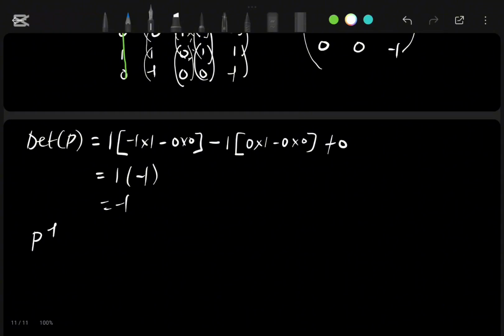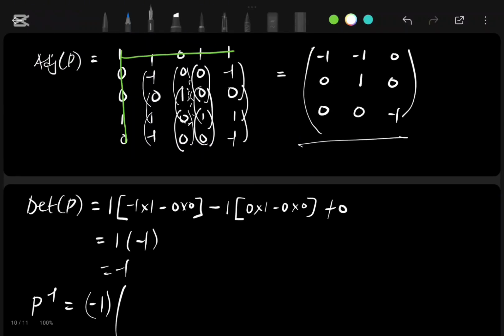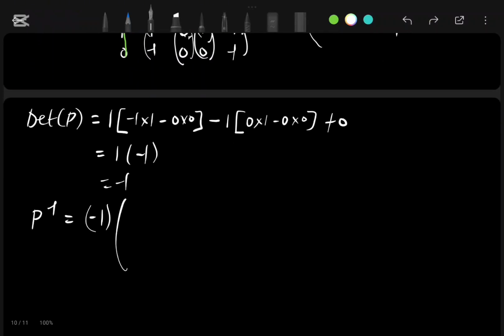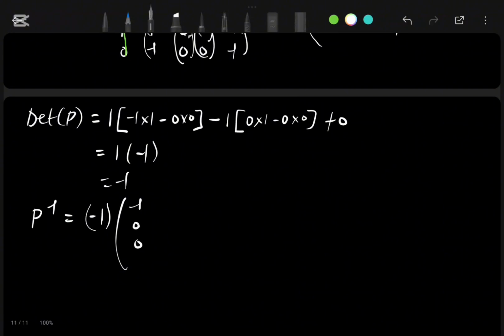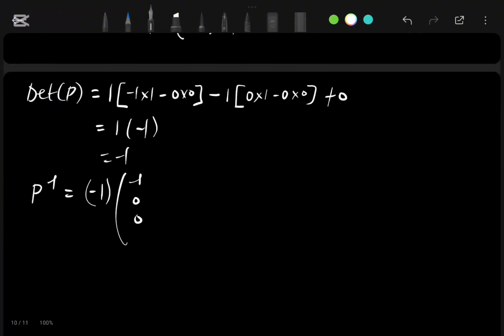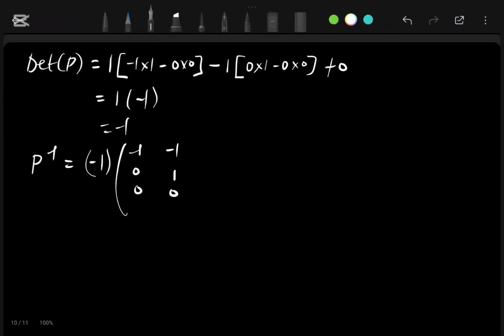So our P inverse is given by 1 over minus 1, which is just minus 1, multiplied by the adjoint that we have here. So we have minus 1, 0, 0; minus 1, 1, 0; and 0, 0, minus 1. Now, multiplying by minus 1, we have 1, 0, 0, 1, minus 1, 0, 0, 0, 1. So this is our P inverse.